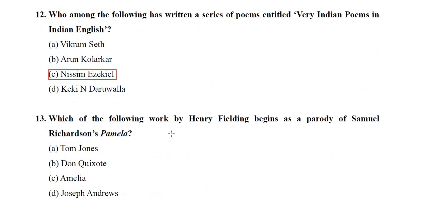Next question we have: which of the following works by Henry Fielding begins as a parody of Samuel Richardson's Pamela? Now, Samuel Richardson's Pamela is considered the first epistolary novel, and the theme is, of course, dealing with morality. So when there is too much morality, how a girl should behave and so on, Henry Fielding began in a way as if mocking this tradition of morality as portrayed in Pamela, in a novel. What is that novel? Tom Jones, Don Quixote, Amelia, Joseph Andrews. Its answer will be Joseph Andrews.